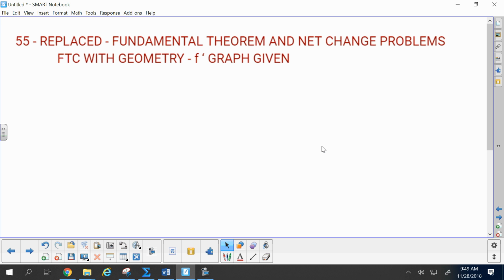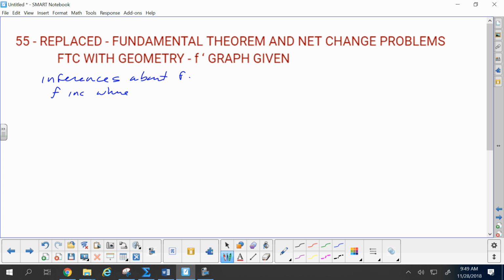I guess you could boil it down to 4 different types of problems. They all involve the fundamental theorem of calculus or integrating and talking about how you can use those integrals, its applications of integrals. One type is if I give you an f prime graph, you make inferences about f using the f prime graph. You could do a million different calculus ideas this way. For example, f is increasing where what? F prime is positive. So you look at where's the f prime graph above the axis.